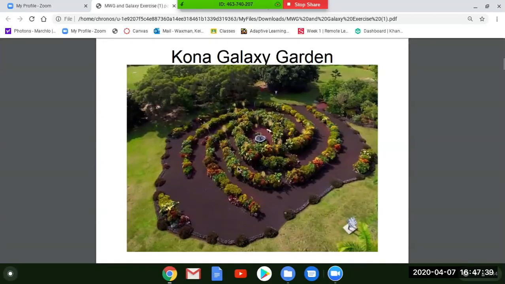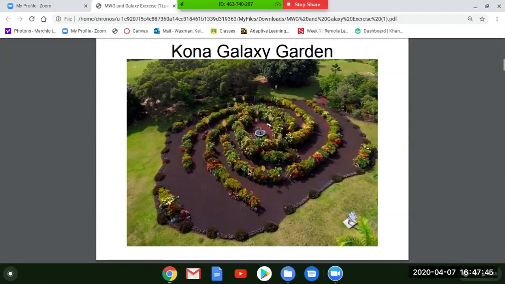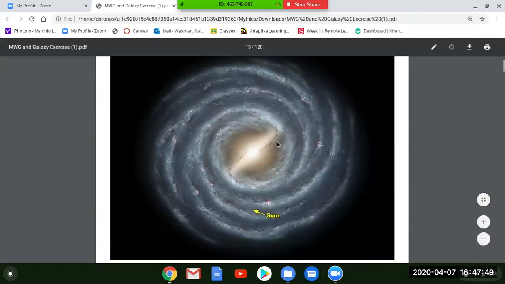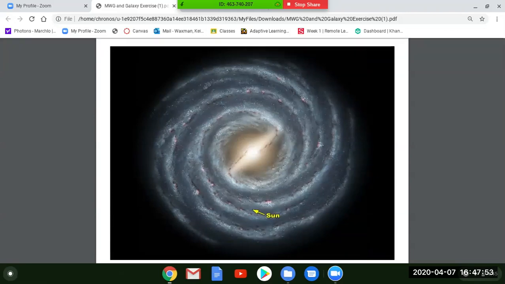Look at this Kona Galaxy Garden in Hawaii. As far as galaxy gardens go, this is one of the top. Now, if this represents our galaxy, just beautiful. I think this artist's conception is beautiful. It's not a real shot. We can't get out of our galaxy to take this picture, but look where the sun would be. Maybe about 2/3 of the way from the center to the edge.